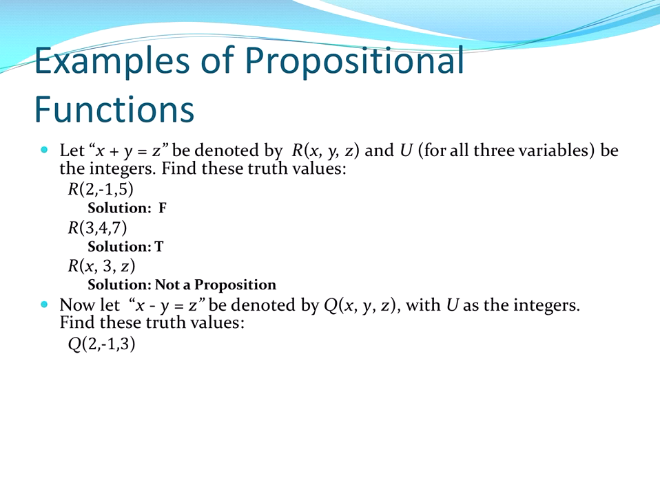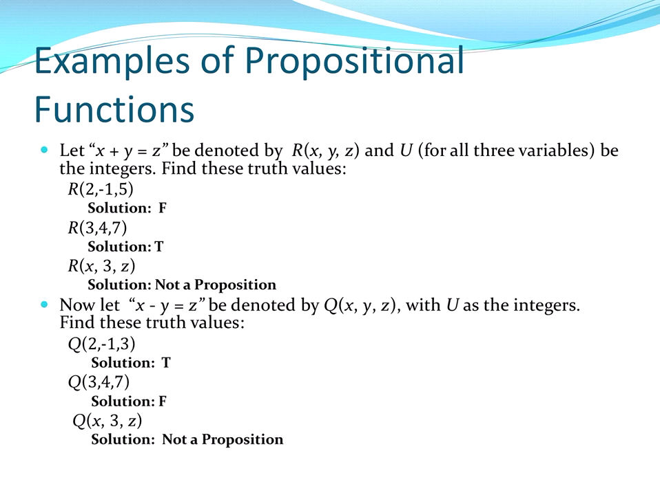If x, y, and z are 2, negative 1, and 3, is that a true statement? Yeah, because 2 minus negative 1 is 3. 3, 4, and 7, is Q true? No, because 3 minus 4 does not equal 7. And once again, with x, 3, and z, we haven't bound all the variables, so we do not have a proposition. We have a propositional function in x and z.